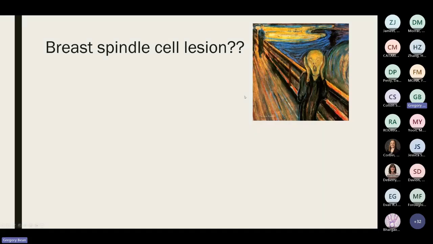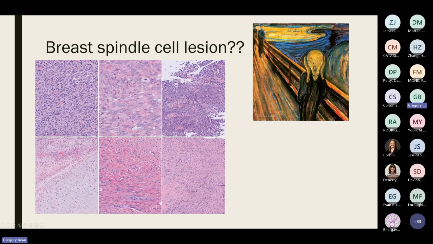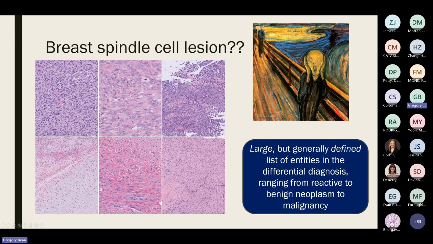I just want to start by saying I know that a lot of people, when they see a spindle cell lesion, sort of like papillary lesions or vascular lesions of the breast, they often get overly excited, and the purpose of this lecture is to keep everyone calm and give everyone a roadmap for evaluating these lesions in a systematic way. They can have a variety of different appearances and elicit a range of differential diagnosis that's relatively large, but generally defined. And it ranges from reactive to benign neoplasms to malignancies.